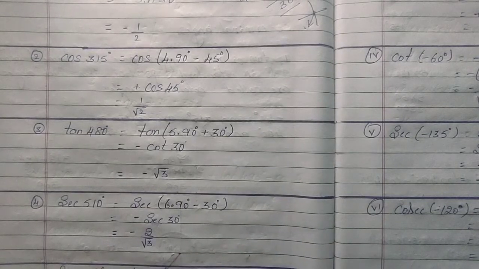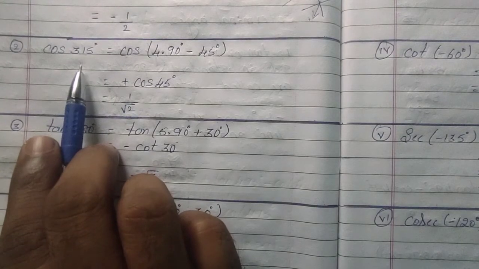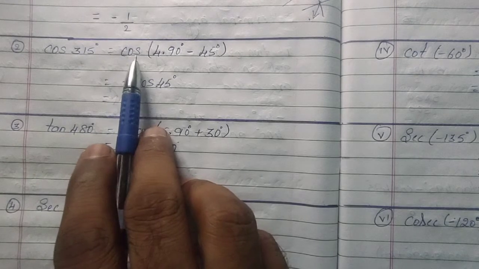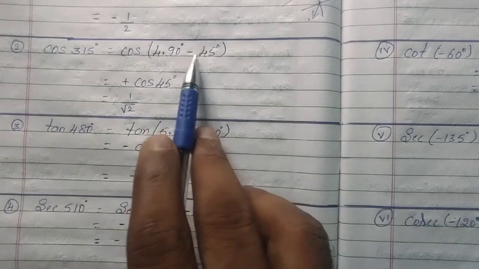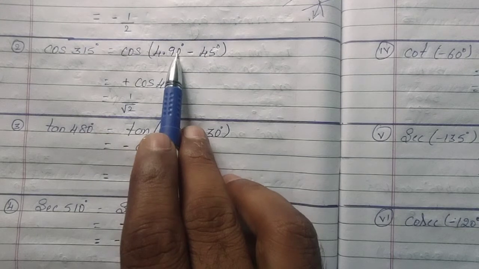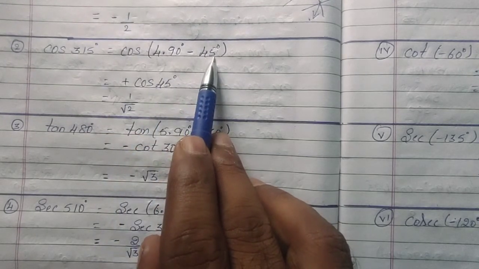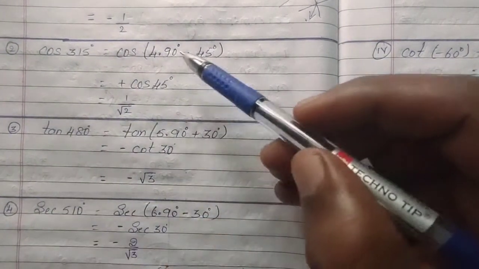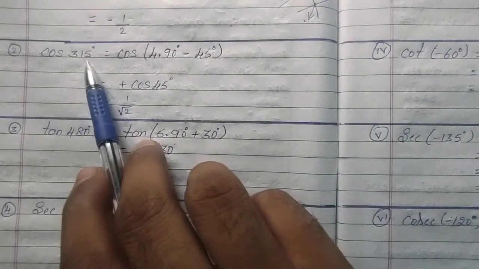Next, cos 315 degree. So here, this you can write in terms of plus theta, or you can write in terms of minus theta. How, sir? See, 4 times of 90 is 360. 360 minus 45 is nothing but 315. Yes or no? Therefore, cos of 4 times 90 minus 45 is cos 315.